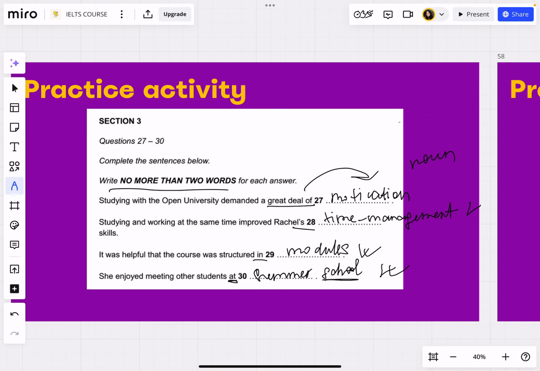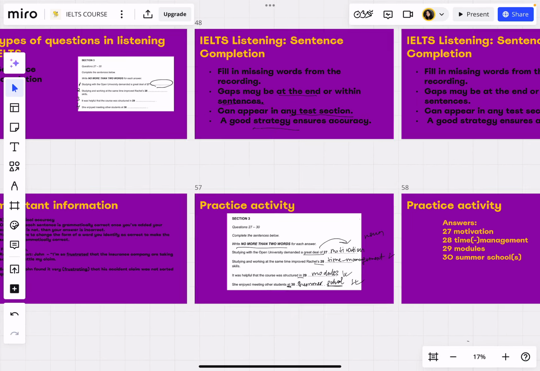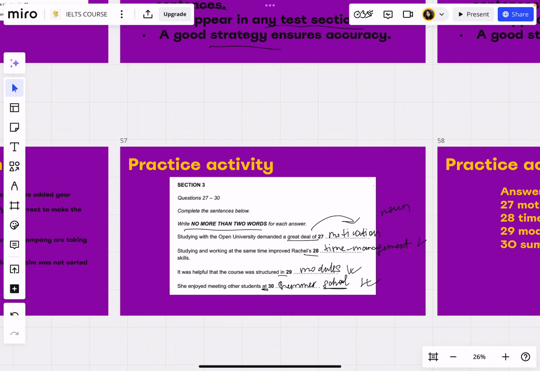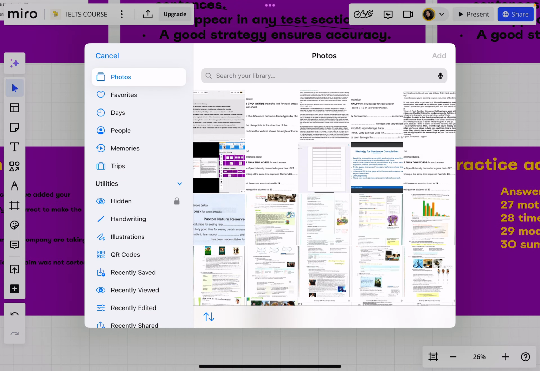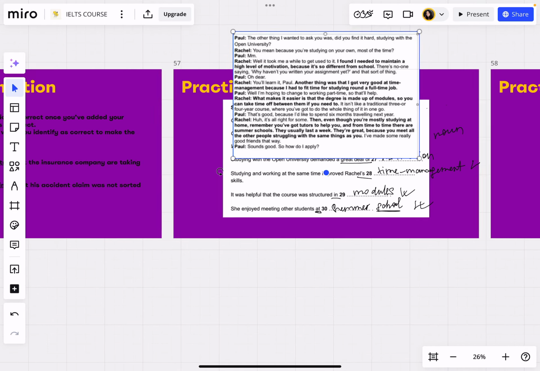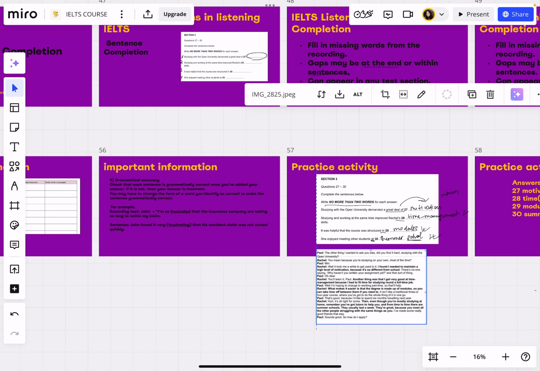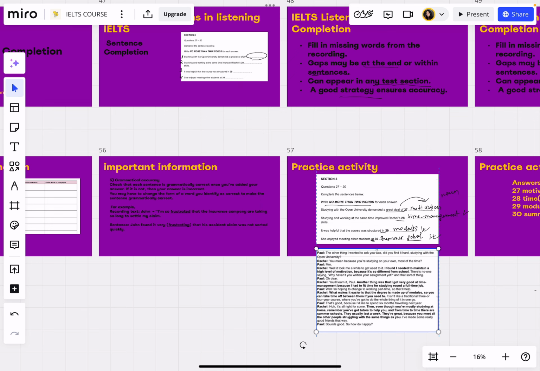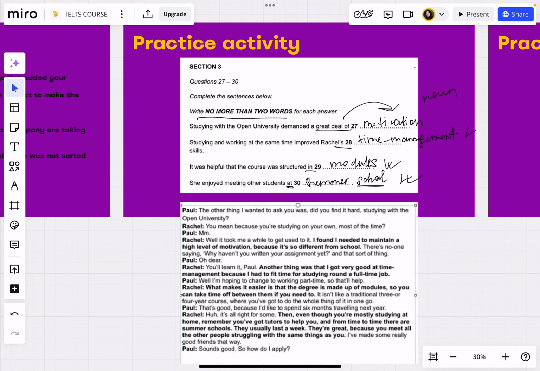So first of all, let me just show this one. Yeah, here. Look at this. This is the transcript. Okay. Now I'm going to show very important stuff. First of all, the first question, first answer is here, right? Studying with the Open University demanded a great deal of motivation, yeah.